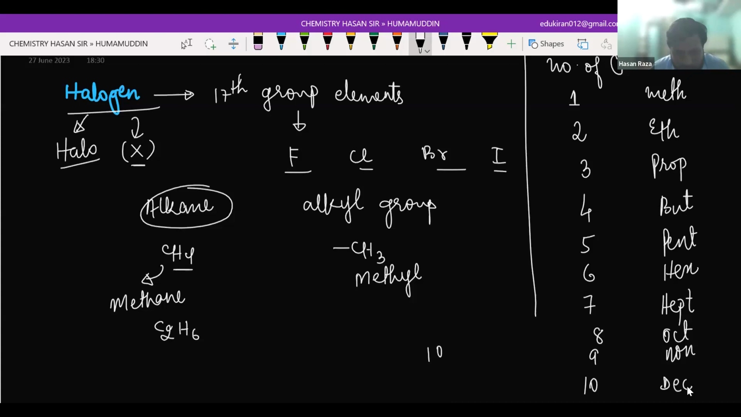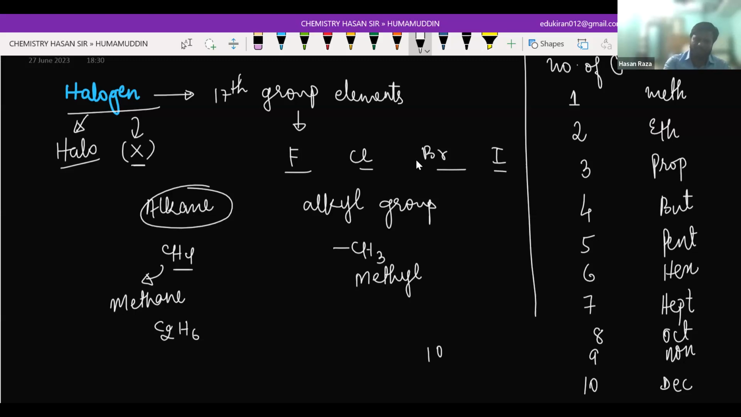Now, on the basis of the compound, if it contains a single bond, the name ends with ane, that is alkane. If it is a double bond, the name ends with ene. And if it is a triple bond, the name ends with yne. Is that clear, both of you? Yes, sir. So these are some basic things that we need to take care of.